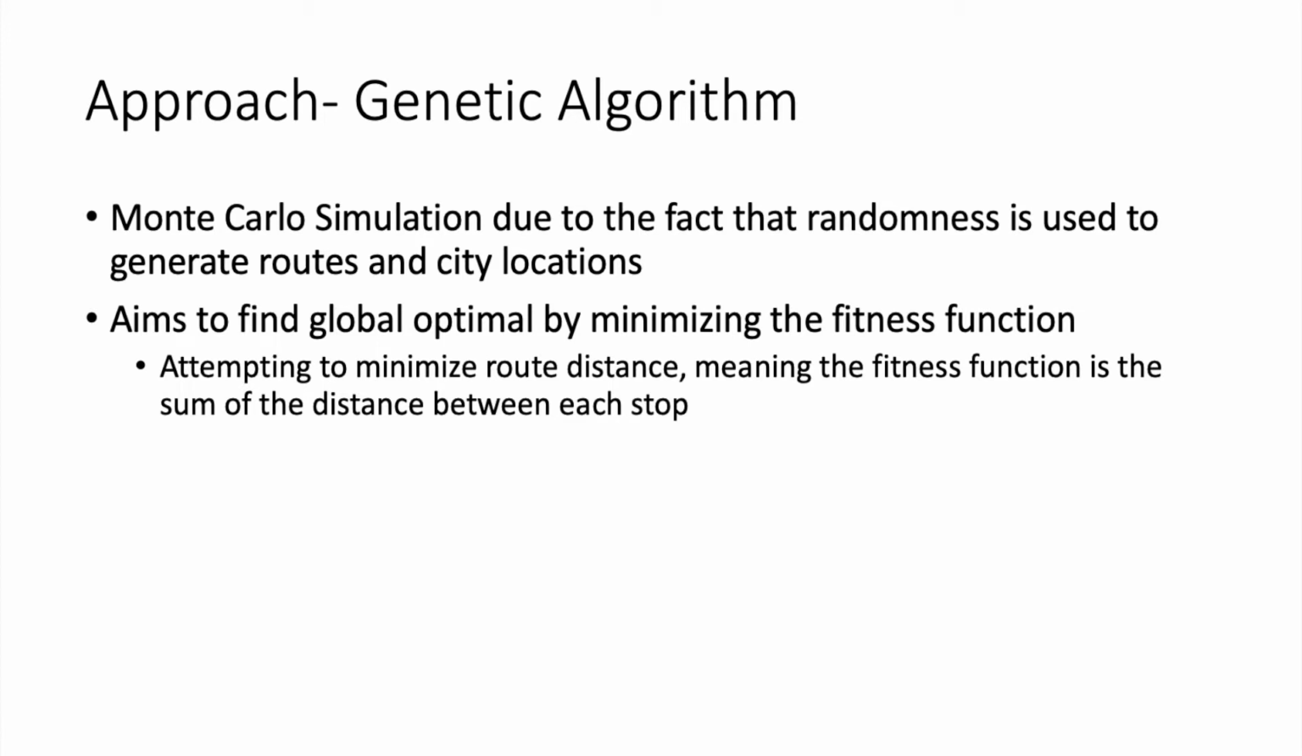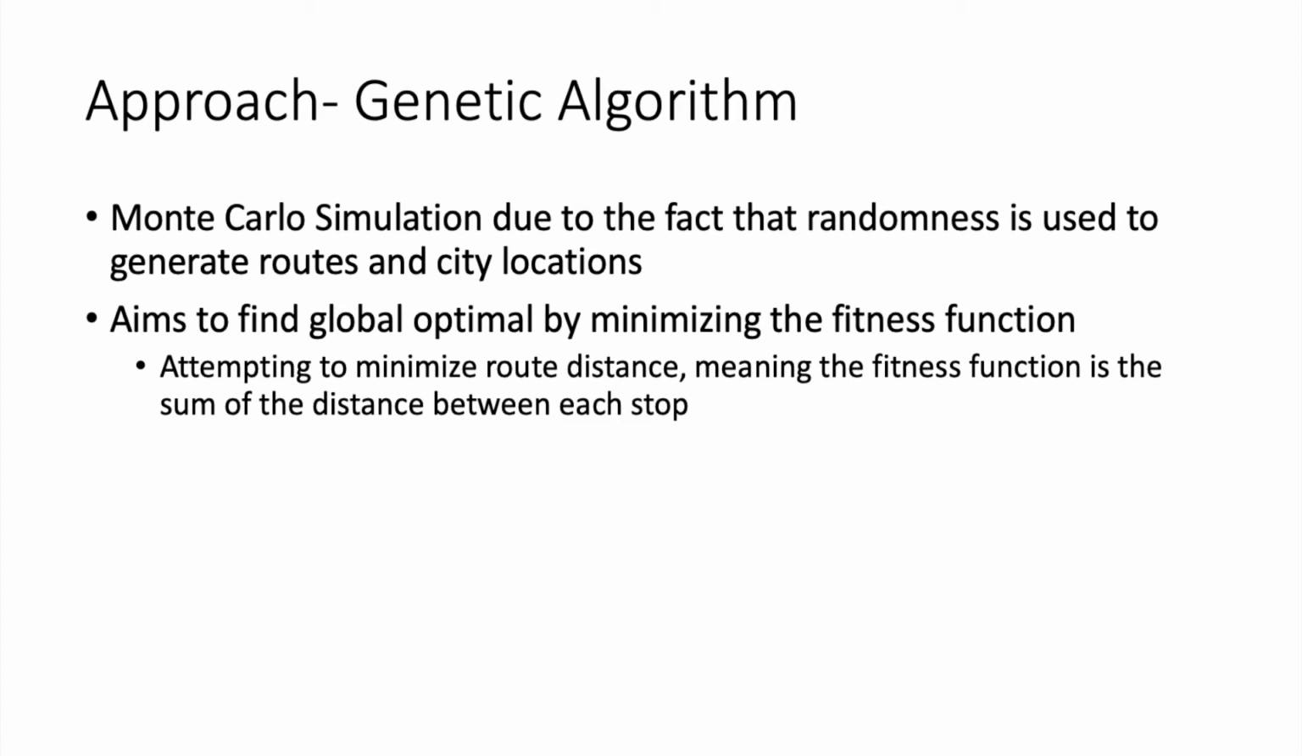Our second approach is the genetic algorithm. This is Monte Carlo because it uses randomness to generate routes and city locations. Its purpose is to find the global optimal by minimizing the fitness function. It attempts to minimize route distances, meaning the fitness function is the sum of the distance between each stop.